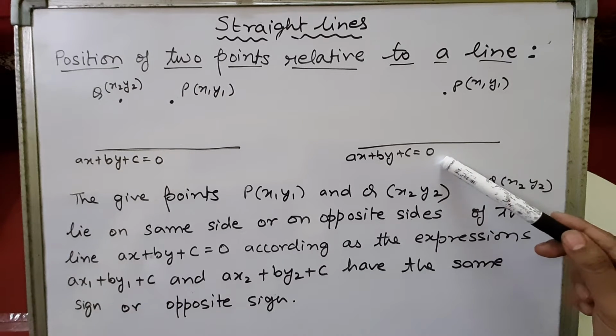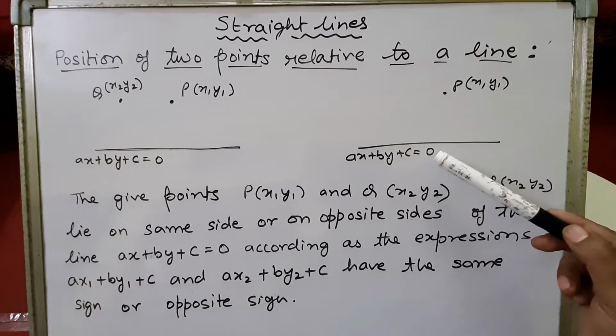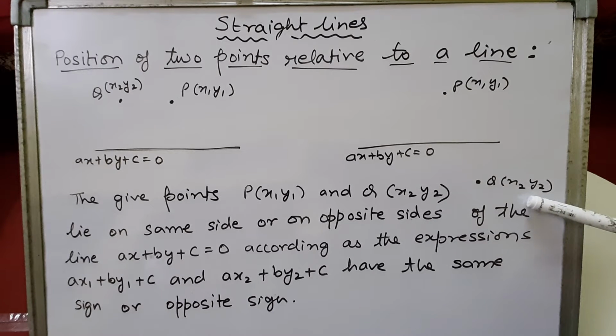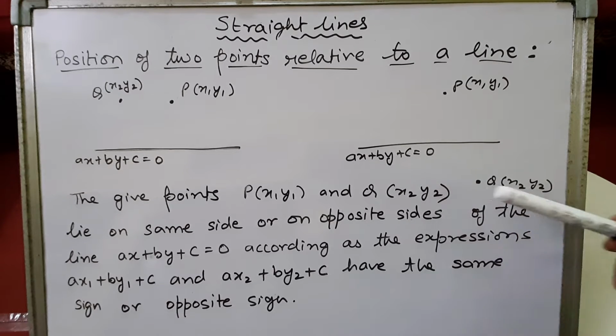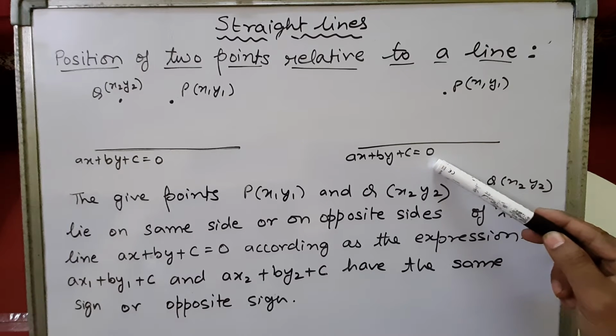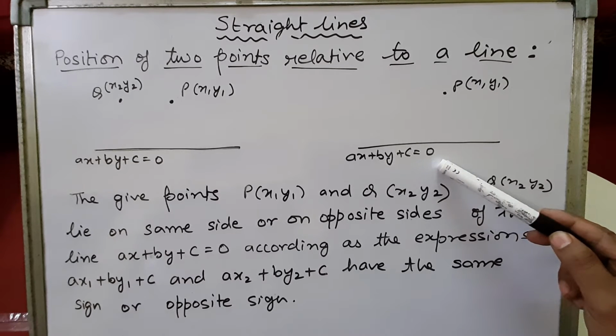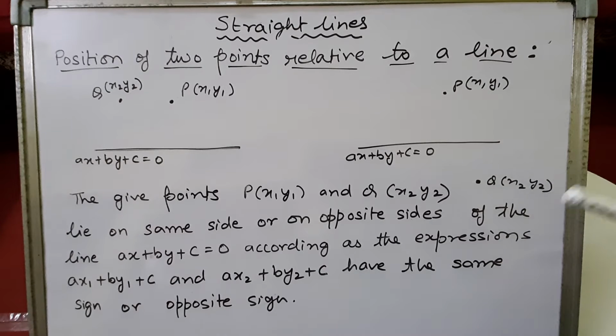That means in the equation of the line, when we substitute the coordinates of the point P and the coordinates of the point Q, if the results have the same sign, that means on substituting P's coordinates we get some positive value, and on substituting Q's coordinates, again we get a positive value. This means both are positive or both are negative. That means both have the same sign. If one point's coordinates give a positive value and the other's give a negative value, then the points will be on the opposite side of the line.